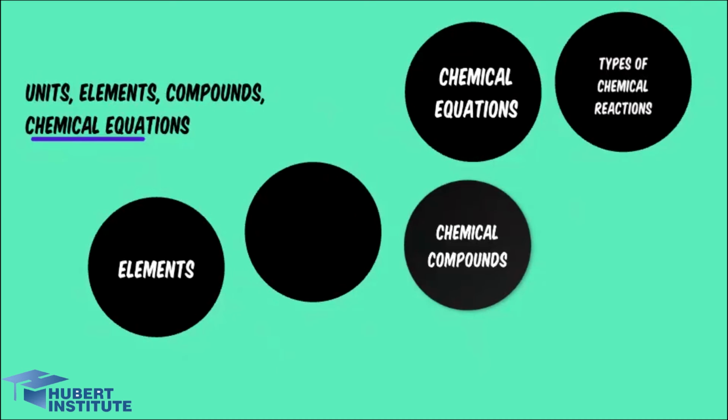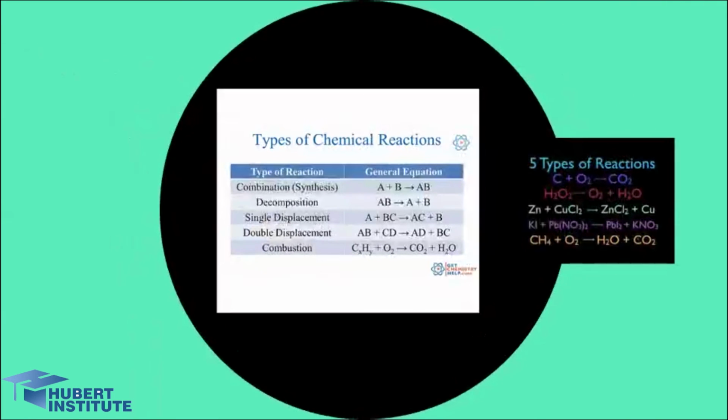So the next topic is types of chemical reactions. I'm going through them very fast. I'm very short on time. We have five different types of reactions. We have combination, which is also called synthesis. As you can see, the example is C plus O2 making CO2, carbon dioxide, which is a compound made out of elements.